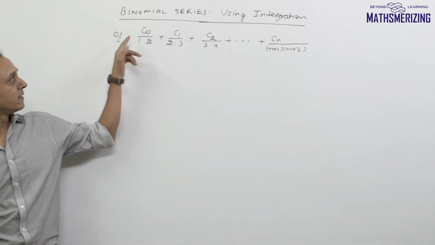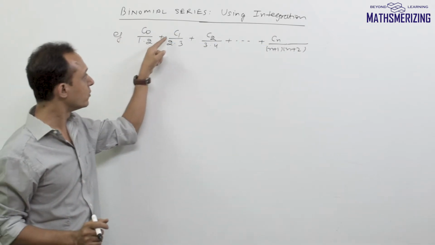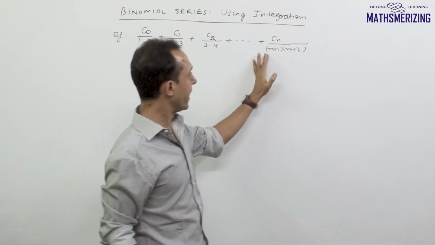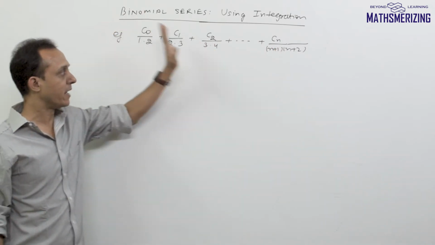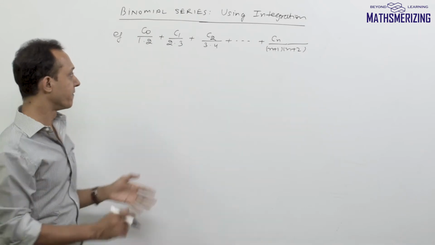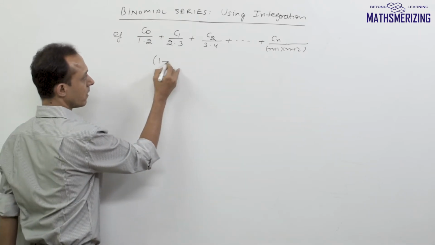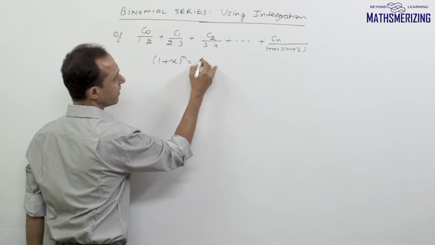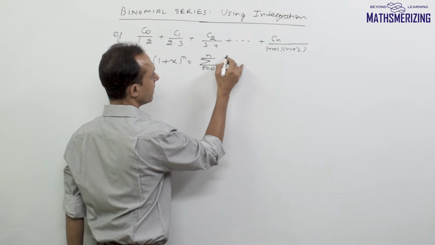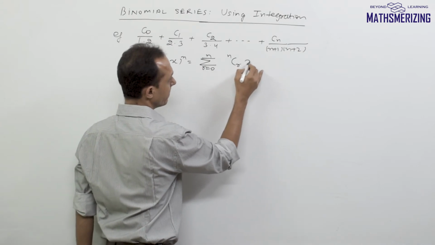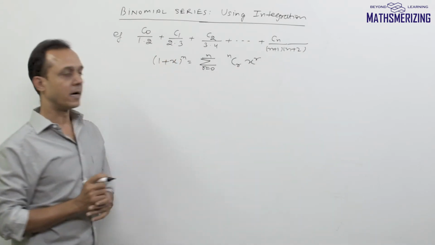Now I need to find the sum of this series, which is c0 upon 1 into 2, c1 upon 2 into 3, cn upon n plus 1 into n plus 2. Now as the coefficients are in the denominator, I know I need to integrate, right? So I'll start with the basic series, which is (1 plus x) to the power n, and this time I'm going to write it in summation form. So the value of r varies from 0 to n, it'll be ncr, and there'll be x to the power r.